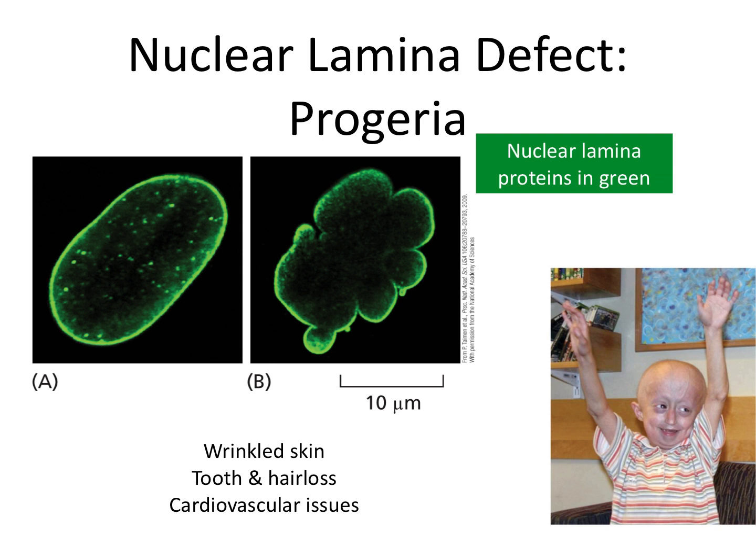So here we're looking at progeria. Progeria is a disease associated with a defect in the nuclear lamina. Here you're looking at just the nucleus of a cell, so imagine the rest of the cell body here. This is in a wild type cell, and this is in a cell of an individual with progeria. And as you can see, the nuclear structure is very different. And this has ramifications throughout the entire body, but can lead to wrinkled skin, tooth and hair loss, cardiovascular issues, etc.